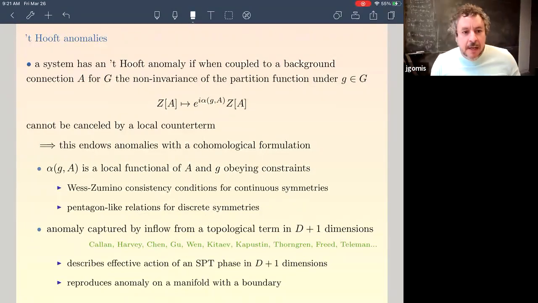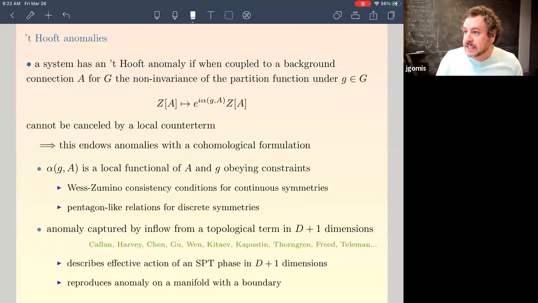Okay. Now, one important insight that has played a very important role, especially in condensed matter physics, but not only there, is that an anomaly, the actual anomaly, is captured by inflow from a topological term in one dimension higher. Okay? And the physical meaning of these topological terms is that it describes what condensed matter people call a symmetry protected phase in one higher dimension.